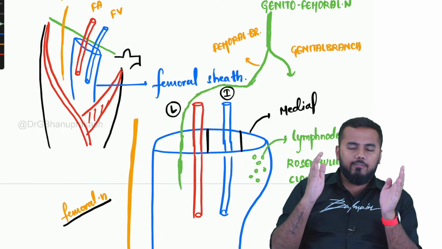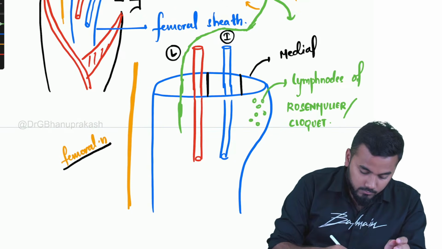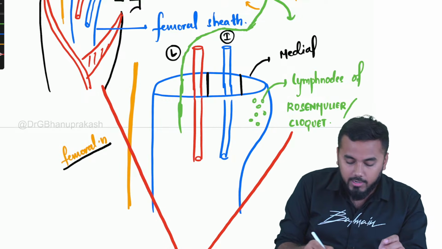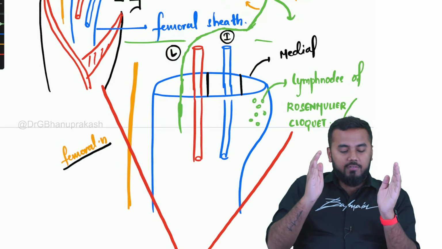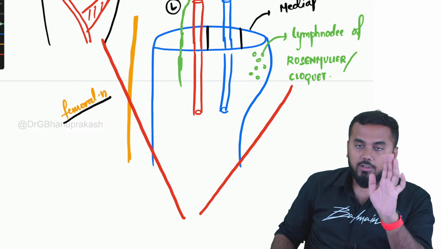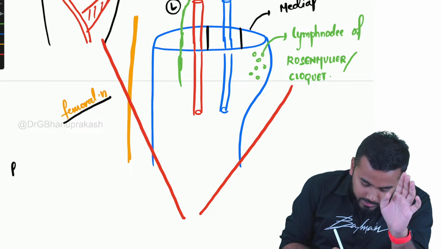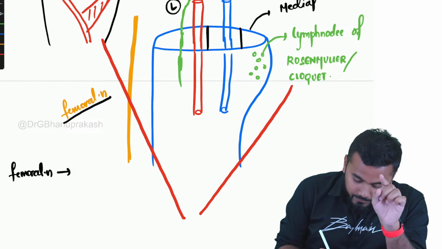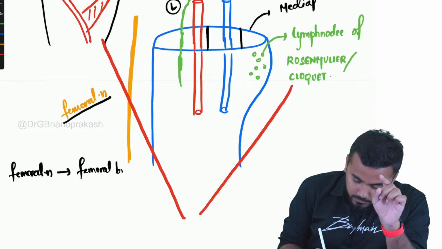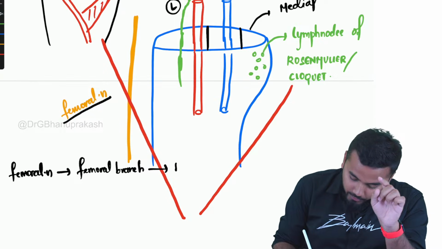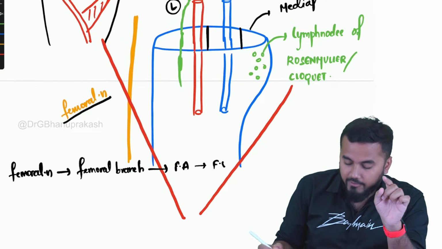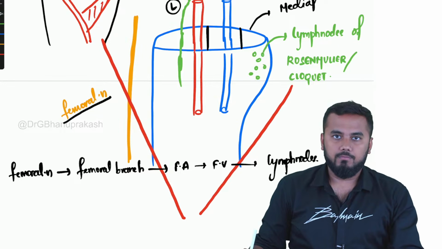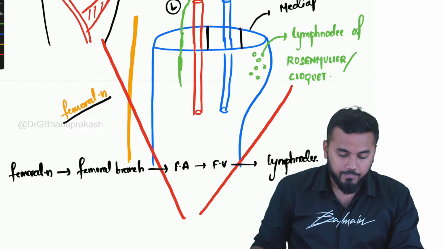So overall, in a nutshell, if I have to tell you, within the femoral triangle, this is the sartorius, this is the adductor, and above you have got the inguinal ligament. So the femoral triangle consists of the femoral nerve, just medial to that femoral nerve, we have got the femoral branch. Medial to that femoral branch, what do we have? Femoral artery. After that, we have got femoral vein, and after that, we have got lymph nodes. All of you understood, right?